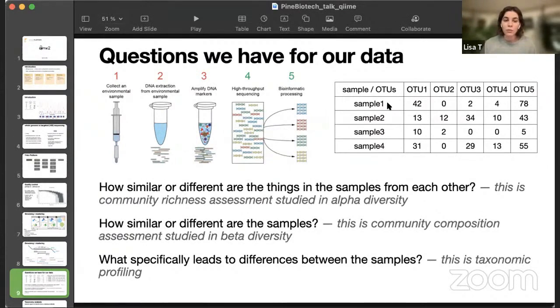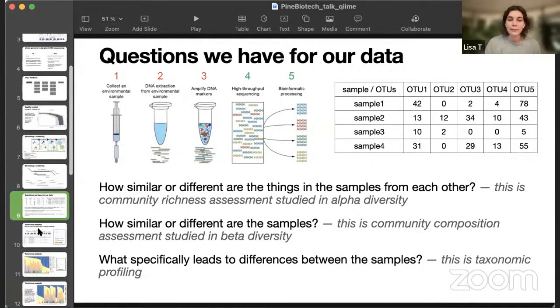And the third is, what specifically leads to differences between the samples? And that will be taxonomic profiling. We'll start with the third one.